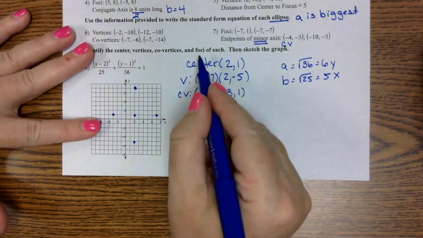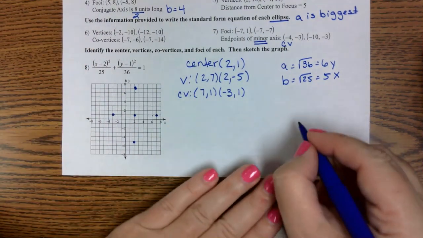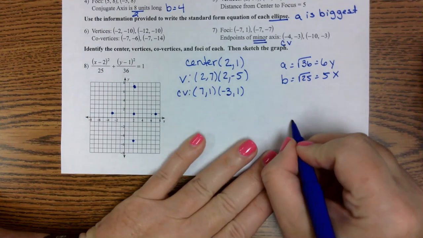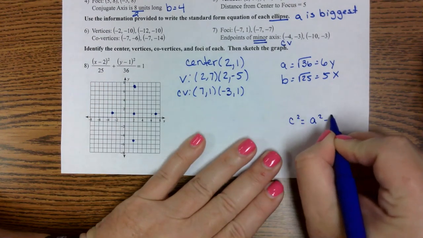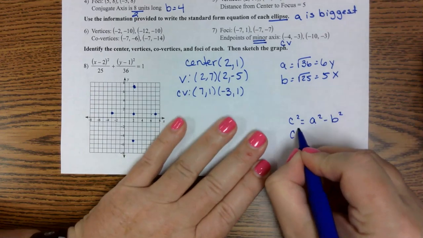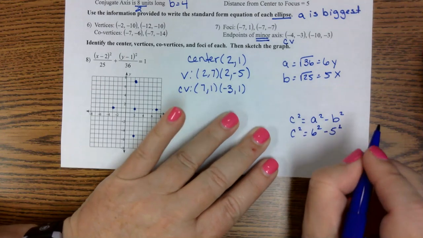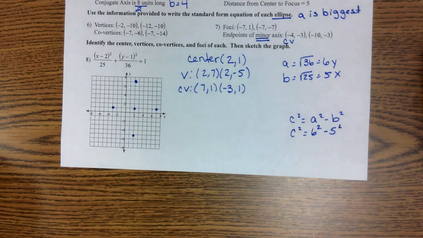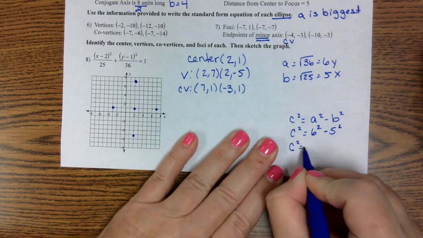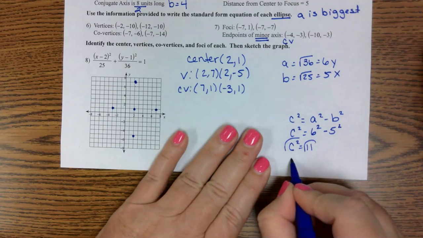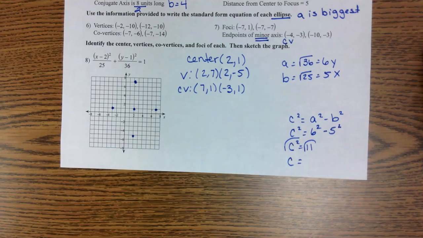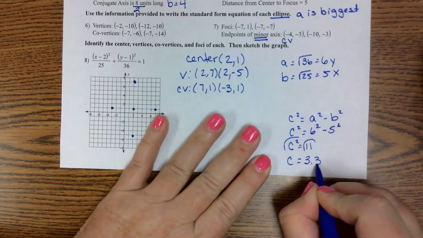Okay, and then we have to deal with the foci. So here we go. It's a plus sign, so this will be c squared equals a squared minus b squared. So c squared equals 6 squared minus 5 squared. I'm just going to put this into the calculator. So c squared equals 11. Take the square root. So c, oopsies, is 3.3.